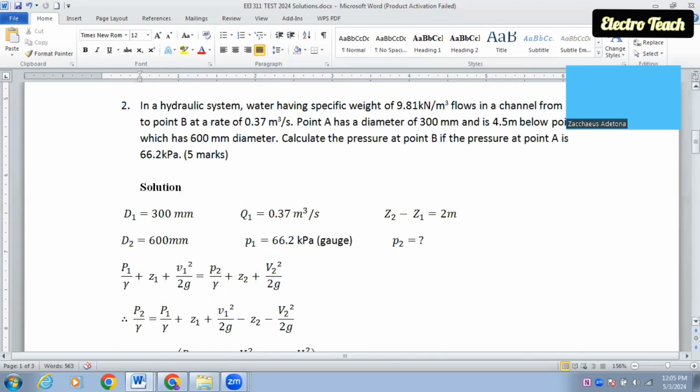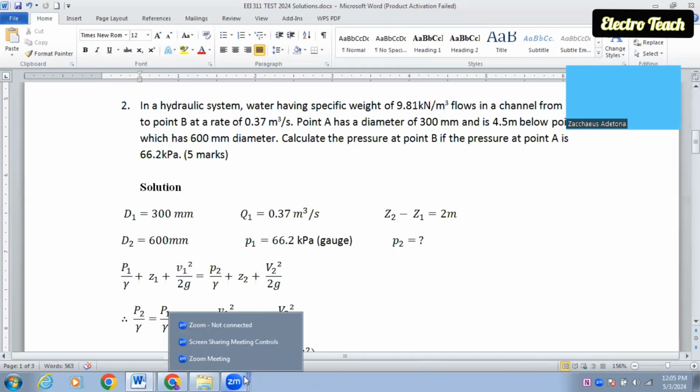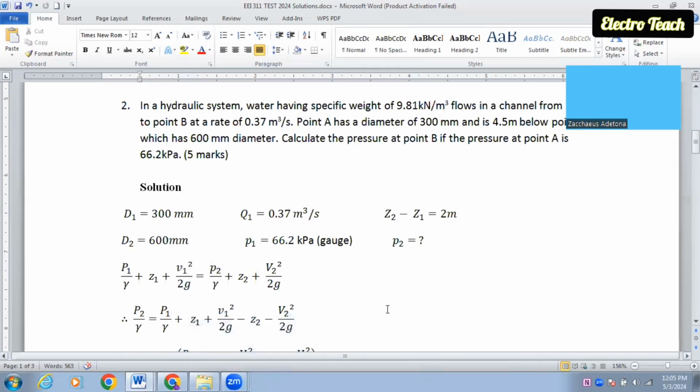Question number 2 is a calculation based on flow measurements in a channel. We can see the question on the screen. The question says, in a hydraulic system, water having specific weight of 9.81 kilonewton per meter cube flows in a channel from point A to point B at a rate of 0.37 meters cube per second.